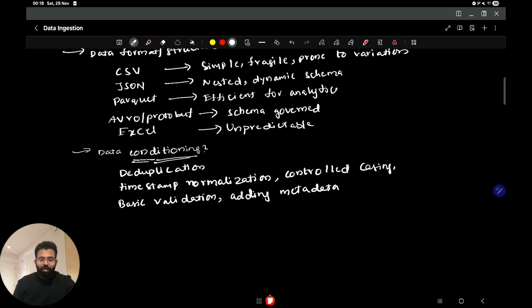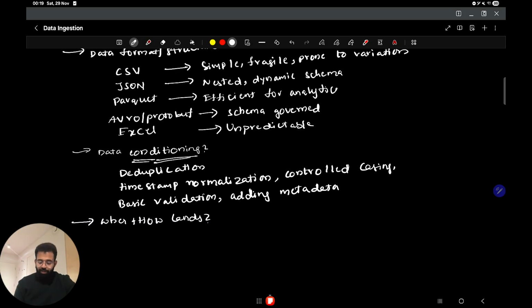Then you should again question where and how the data will land. You should know whether it will land in a raw immutable store, or whether it will land in a staging layer, where you clean up or overwrite the staging each time you load a new batch, or whether it will be fully modeled on ingestion itself. So you should know where and how the data will land.